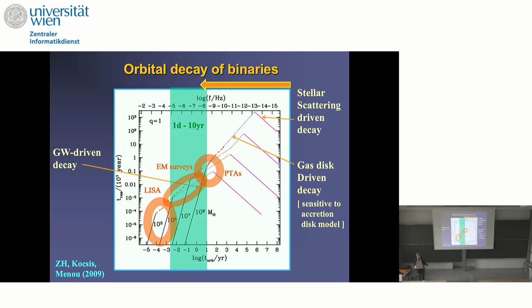And then electromagnetic surveys, which I'll get to soon, are sensitive to orbital periods of, let's say, days to years, where we can monitor objects and try to find binaries whose periods are days to years. So that would be here, in between, slightly overlapping with both gravitational wave regimes.